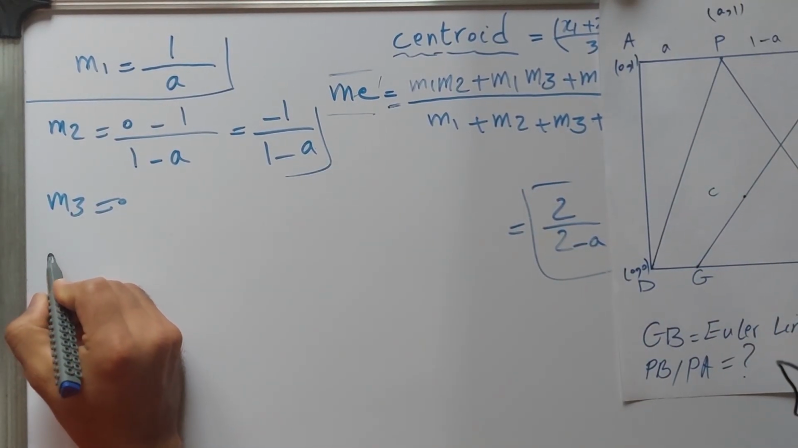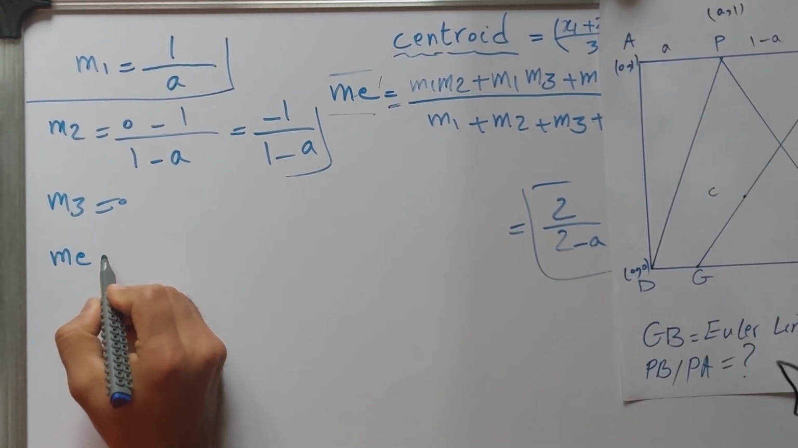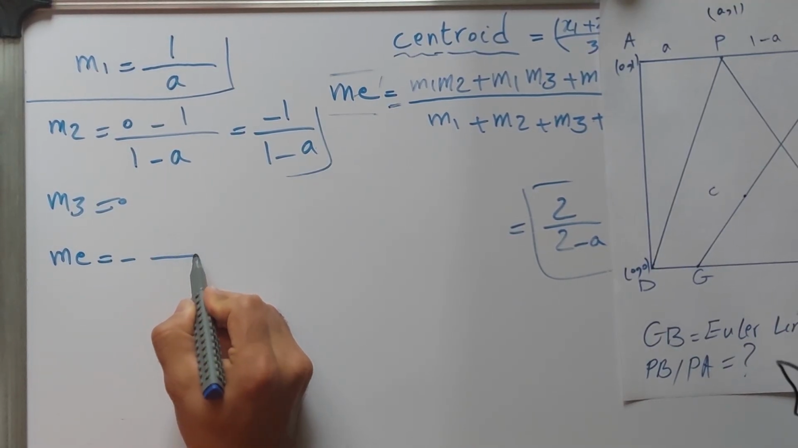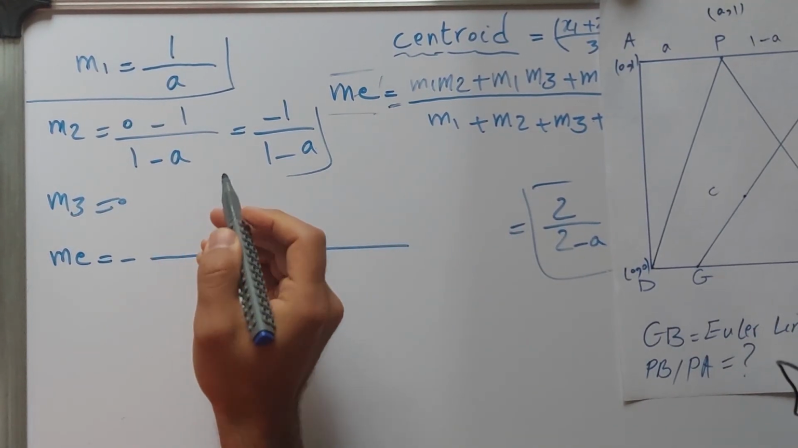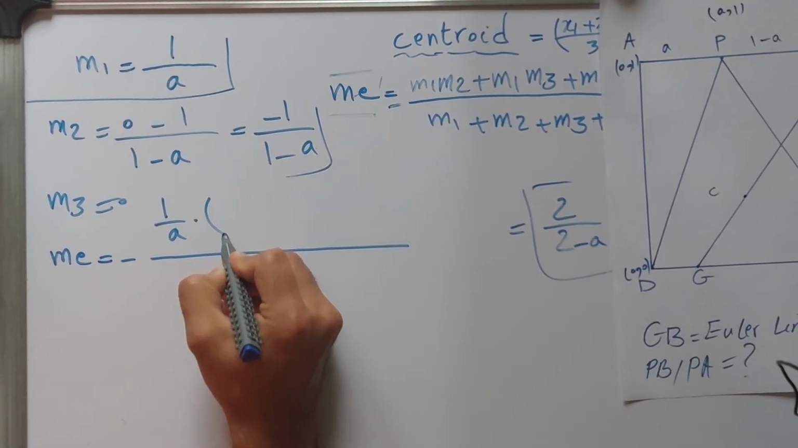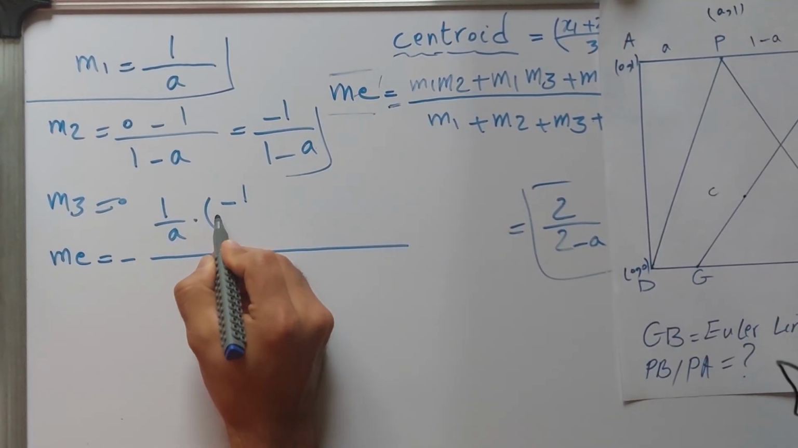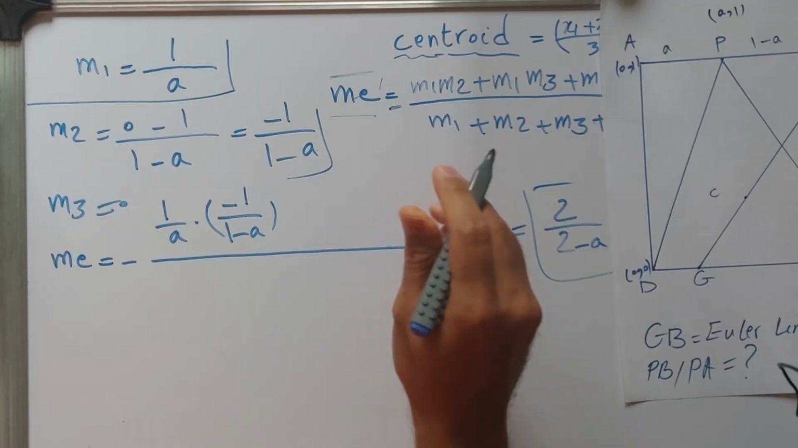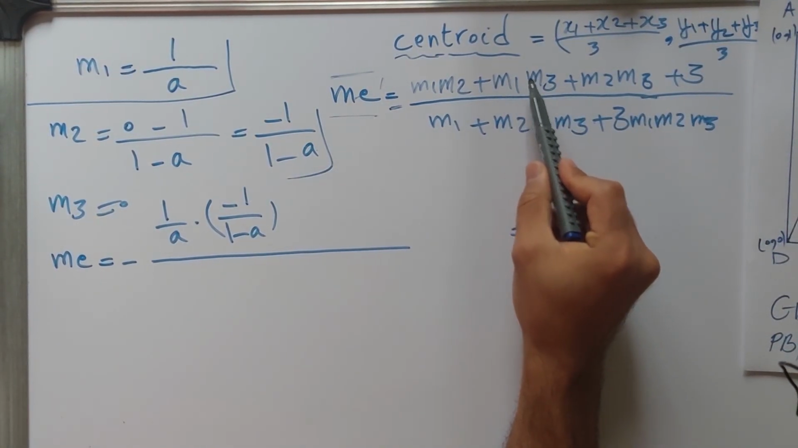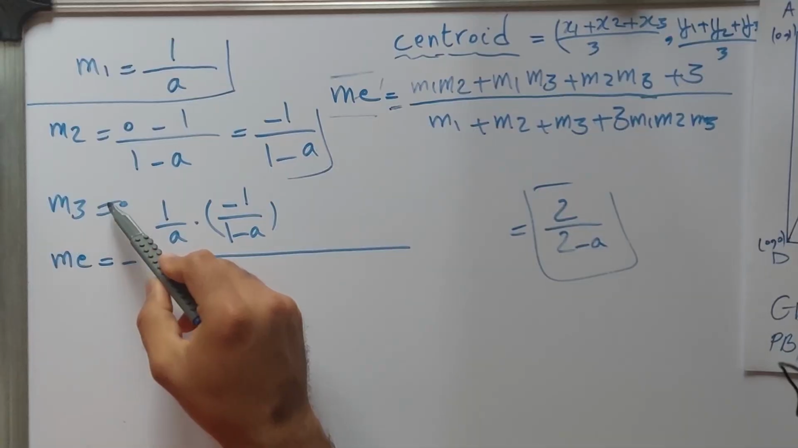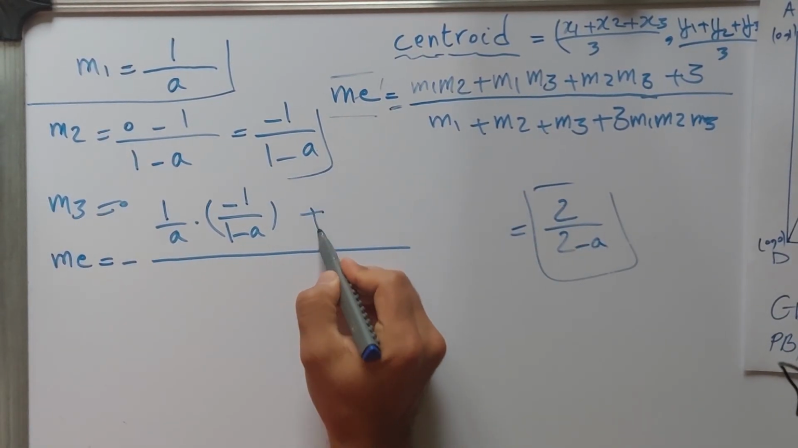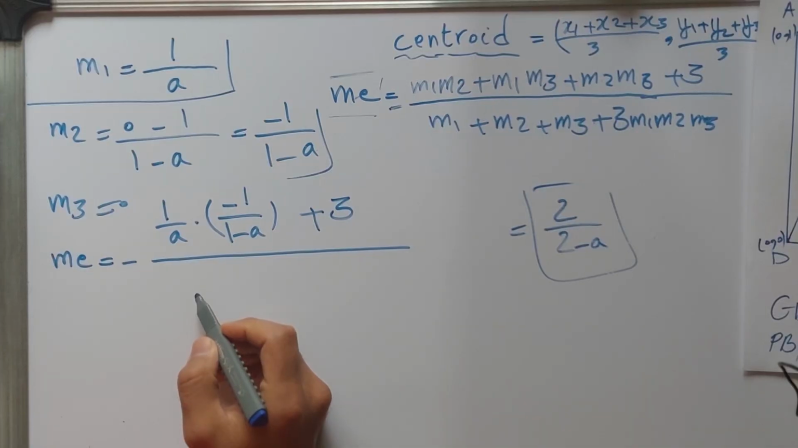So m sub e, which is the slope of the Euler line, equals negative this fraction. So m sub 1, m sub 2. m sub 1 is 1 over a, and m sub 2 is minus 1 over 1 minus a. And then we have m sub 1, m sub 3. That's 0 because m sub 3 is 0. m sub 2, m sub 3 is also 0. We just have plus 3 in the numerator.